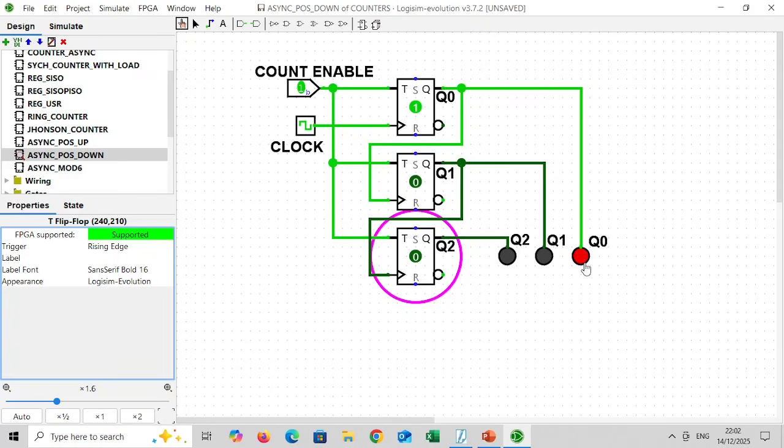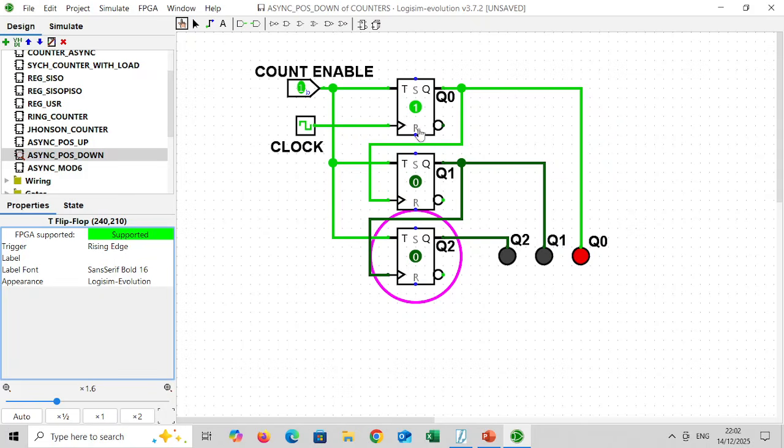Now let's observe how a counter works and what its behavior is. Count enable is nothing but shorting of all the T inputs of all the flip-flops in the counter and controlling them. If the count enable is 1, that means the counter works. If this is 0, the counter does not work. It stops. Whatever value it has got, it will continue to hold the same thing.